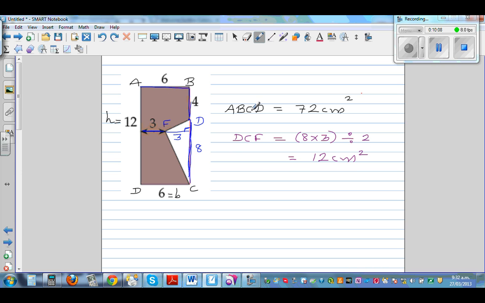So from ABCD, the shaded area, I'll say only the shaded area, would be the area of ABCD, which is a rectangle, minus DCF, which is the area of a triangle. That is 72 centimeters squared minus 12 centimeters squared, which is 60 centimeters squared.